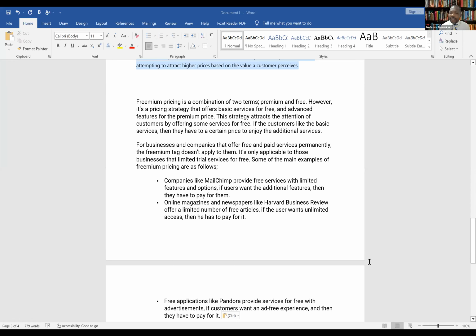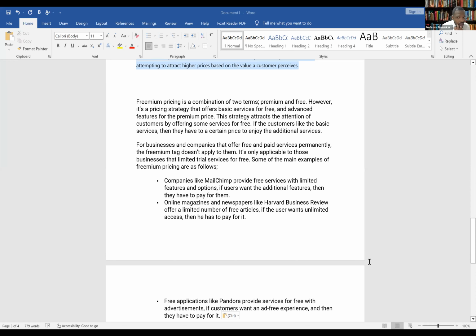I'm assisting as much as I can because this is part of the research that I wanted you to do, but if this can help you get a better understanding, I am okay. So free premium pricing, as I said, is a combination of two terms, premium and free. It's a pricing strategy that offers the basic service for free and advanced features for a premium. This strategy attracts customers by offering some services for free to see if they like it. If the customers like the basic service, then they can upgrade to enjoy additional benefits and services.